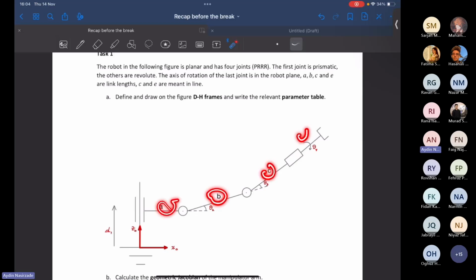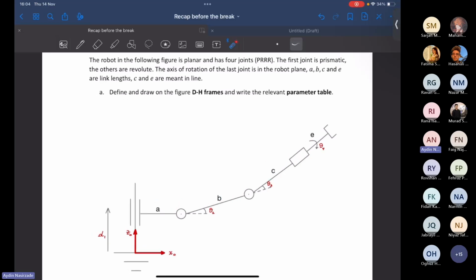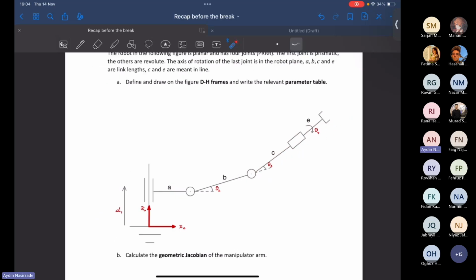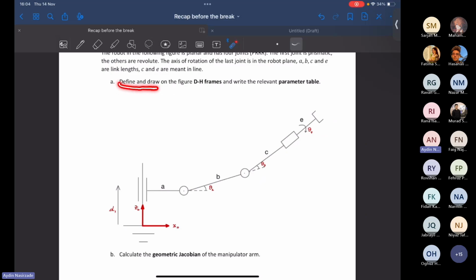A, B, C, and E are the link lengths, and C and E are meant in line. They are aligned along this particular line. Okay, so the first task is to define and draw on the figure the DH frames, and write the relevant DH parameters.